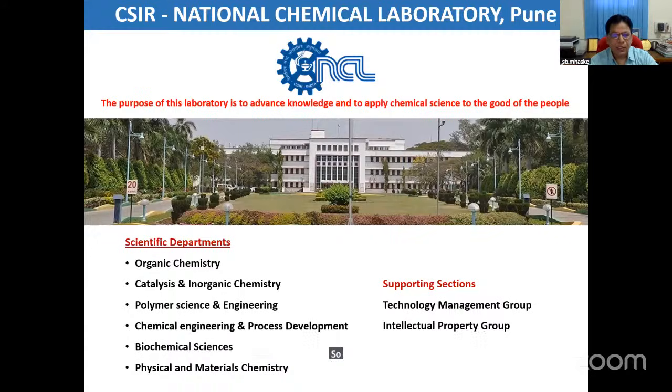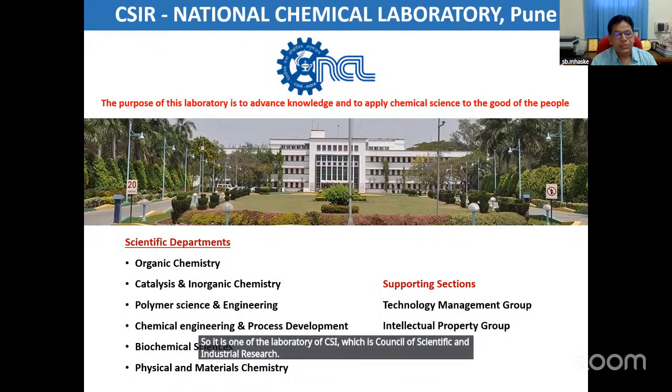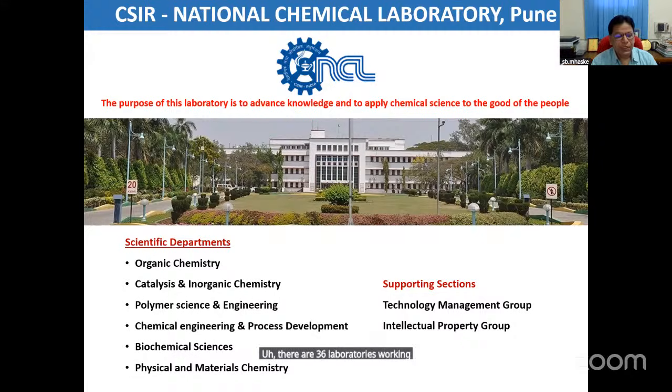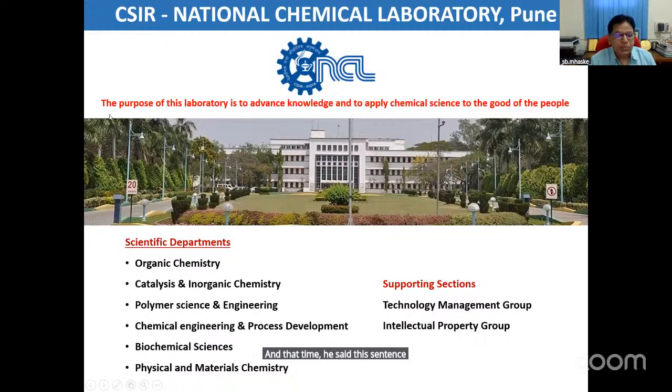So it's National Chemical Laboratory, NCL Pune. Many of you might have heard about it. So it is one of the laboratories of CSIR, which is Council of Scientific and Industrial Research. There are such 36 laboratories working in different areas of sciences. So this lab was opened in the 1950s, and it was opened at the hands of Pandit Jawaharlal Nehru, who was then Prime Minister. And that time he said this sentence: the purpose of this laboratory is to advance knowledge and to apply chemical science to the good of the people.